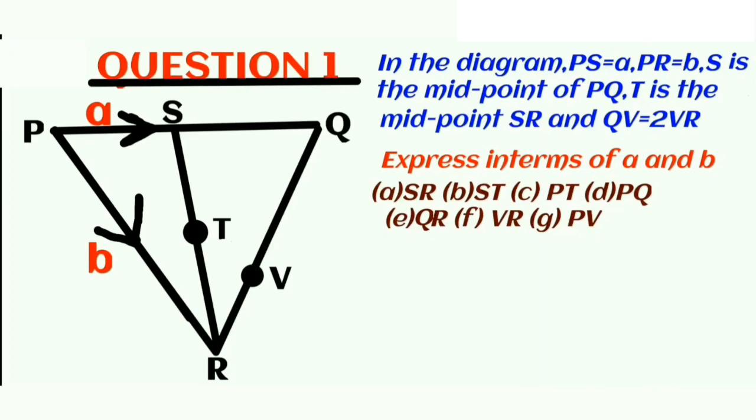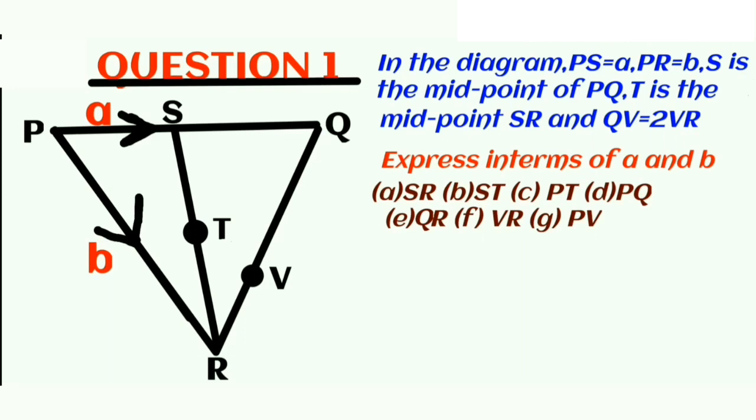Here is the first question. In the diagram, PS equals A, PQ equals B, S is the midpoint of PQ, T is the midpoint of SR, and QV equals 2VR. Expressed in terms of A and B, SR up to PV. Before answering all these questions, let us understand something concerning the ratios in the question.